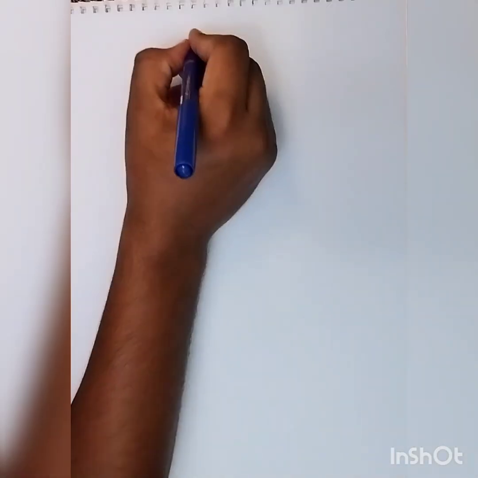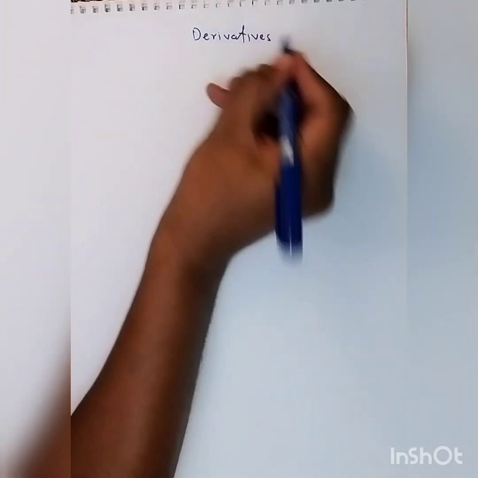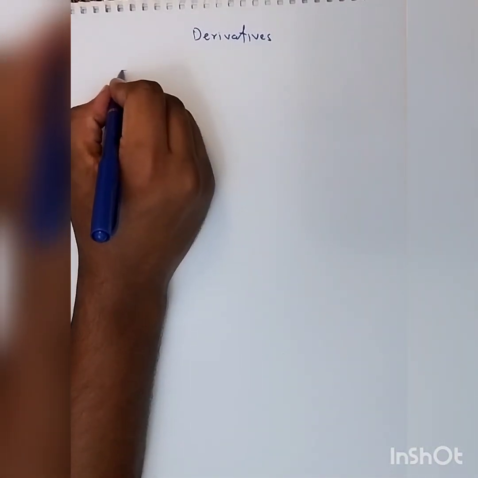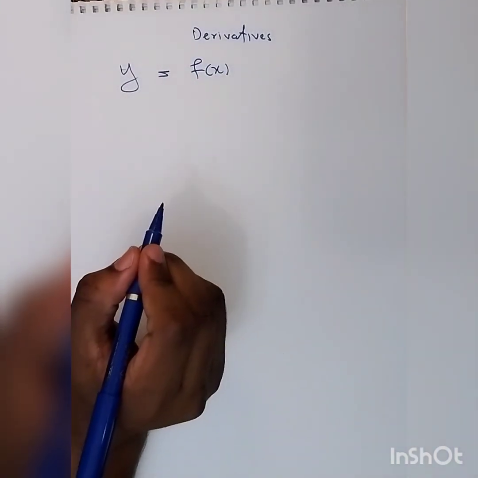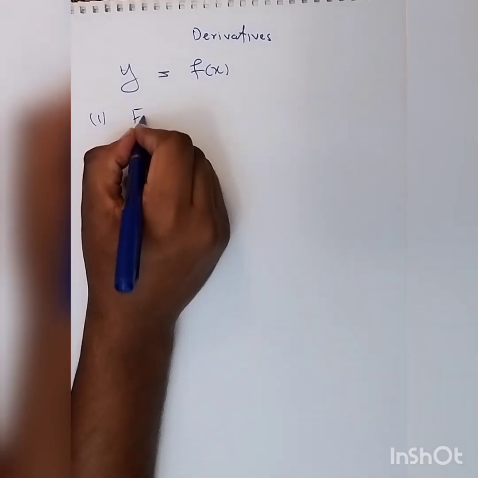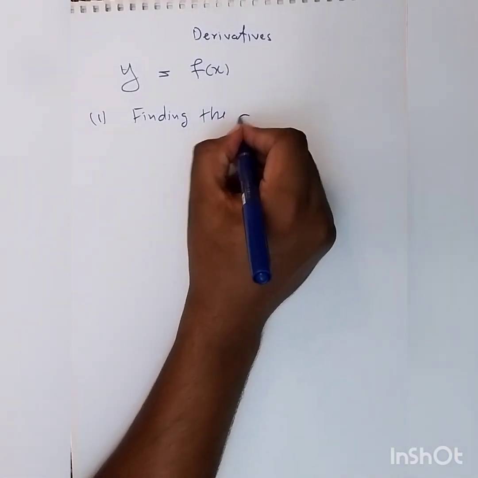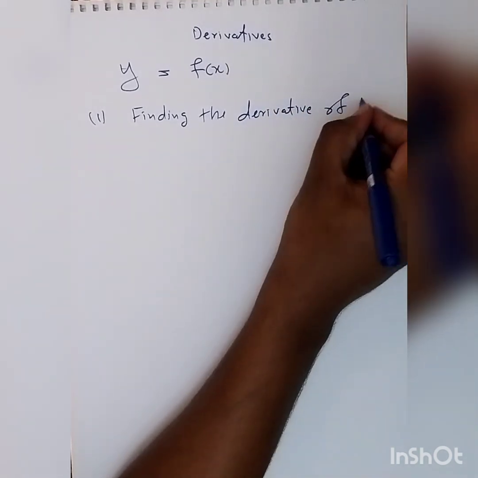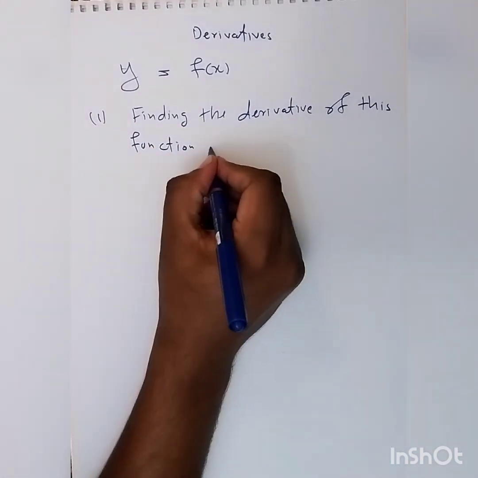In this lesson we are going to talk about derivatives. A derivative of a function, let us say that we have a function y equal to f of x, and we would like to find the derivative. So firstly, finding the derivative of this function using limits.